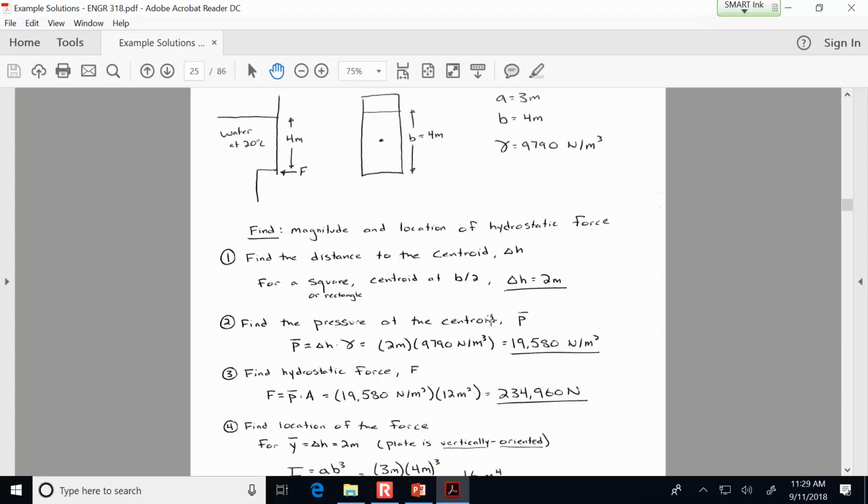So F is going to be the P bar, so the pressure at the centroid, times the area. So the pressure at the centroid we previously determined was 19,580 newtons per meter squared. And multiply it by the area of the plate, and that's a 3 by 4 meter plate, so that's 12 square meters. And so if we multiply that area by the pressure, the magnitude of the hydrostatic force is 234,960 newtons.